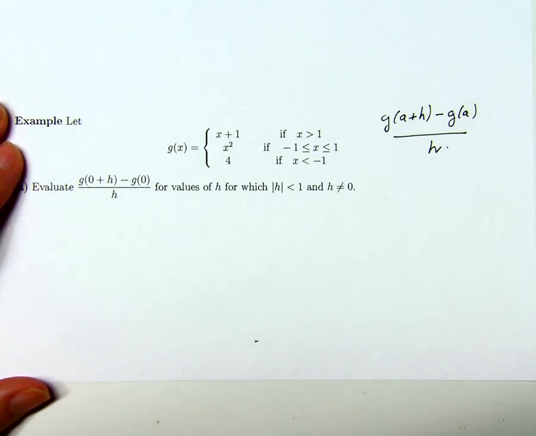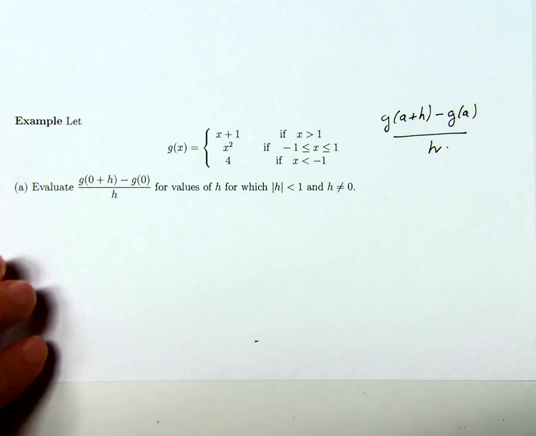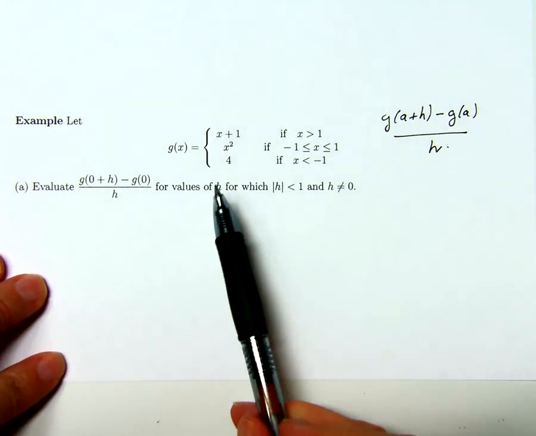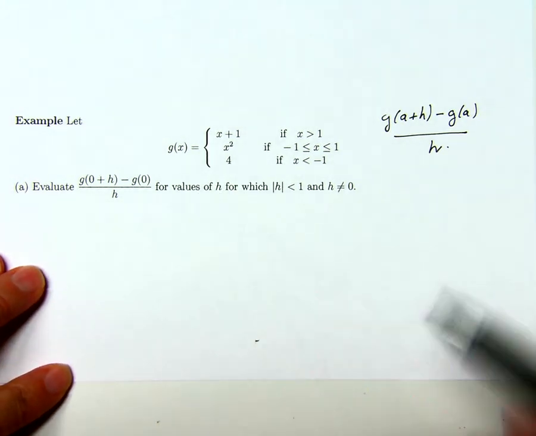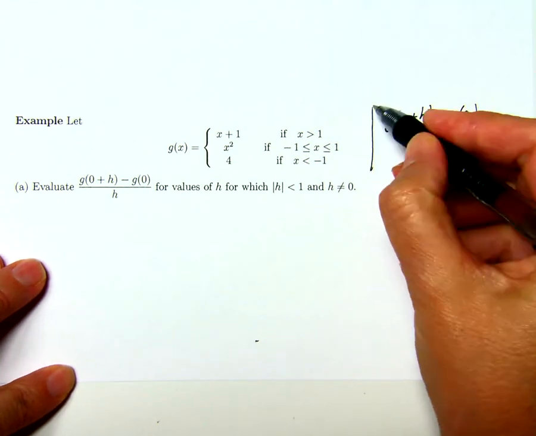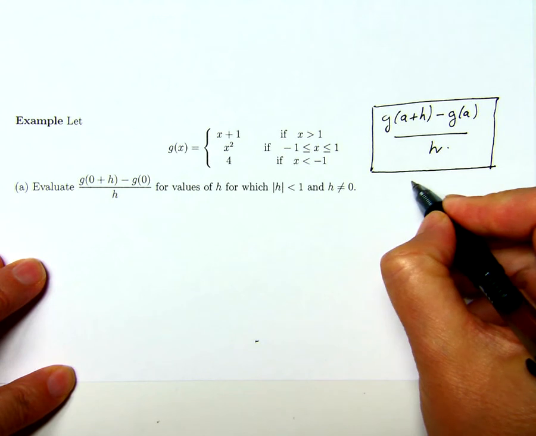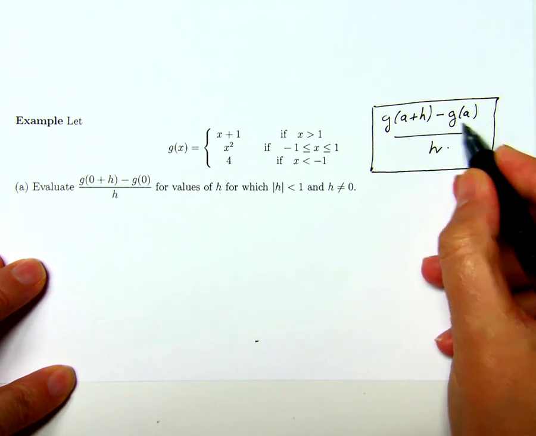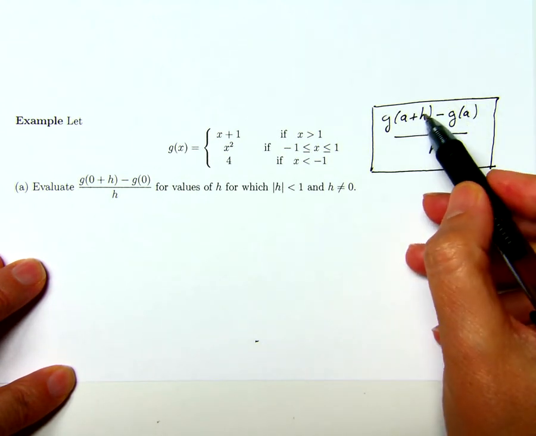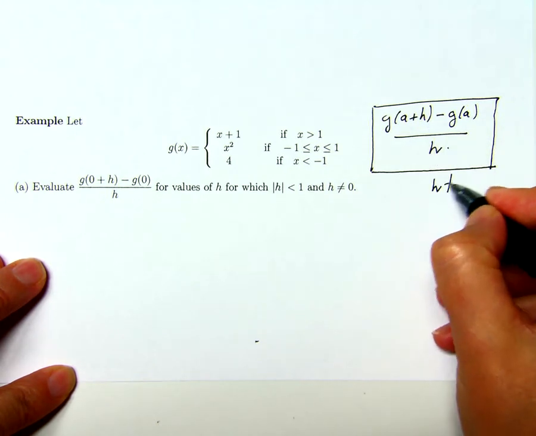We're going to calculate the difference quotient here for piecewise defined functions. And remember, this is our difference quotient in its general form. And this is for a in the domain of g, a plus h also in the domain of g, and of course h not equal to 0.